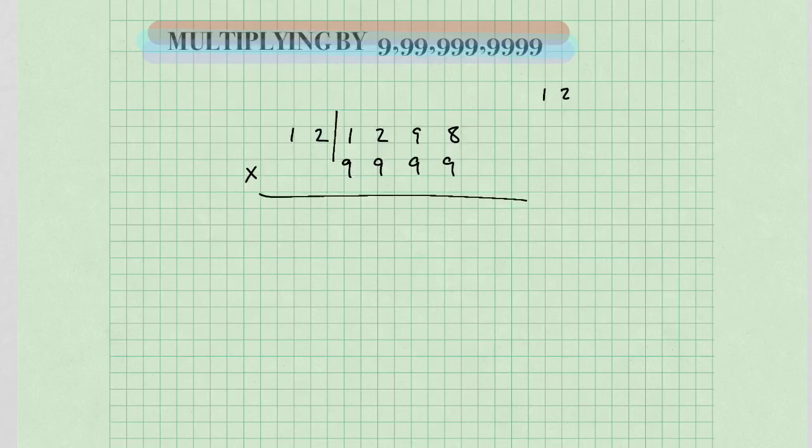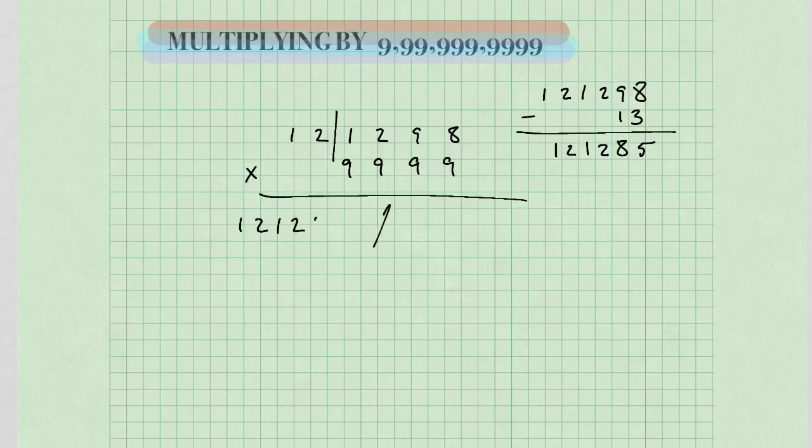So we have 121,298 minus 13. Okay, so that's our left-hand side. We have 121,285. For our right-hand side, we do our all from 9, last from 10.